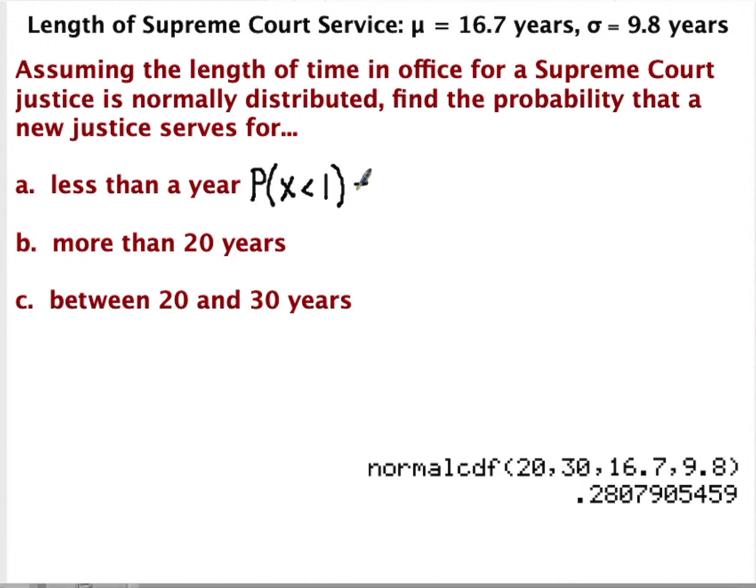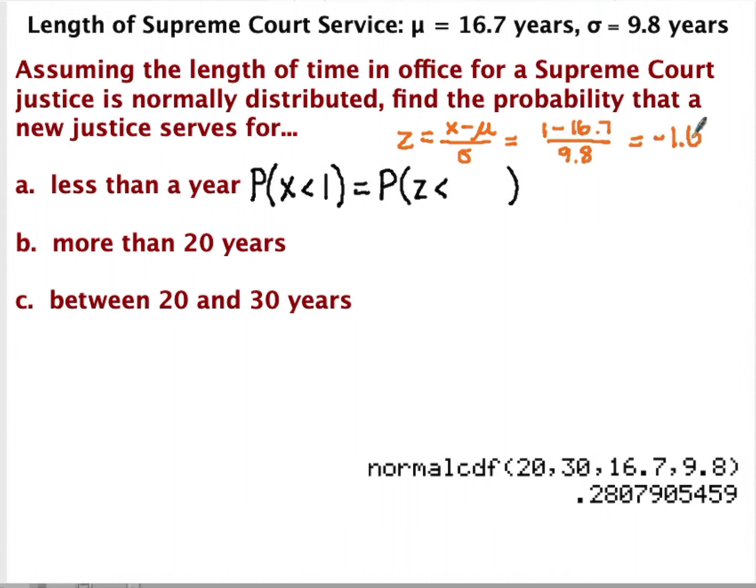We could use our normal CDF button, or we can translate that into a z-score, remember. And the z-score is calculated again by taking that x value minus mu and dividing by the standard deviation. That negative 1.60 then tells us how many standard deviations below average a 1 year term represents.